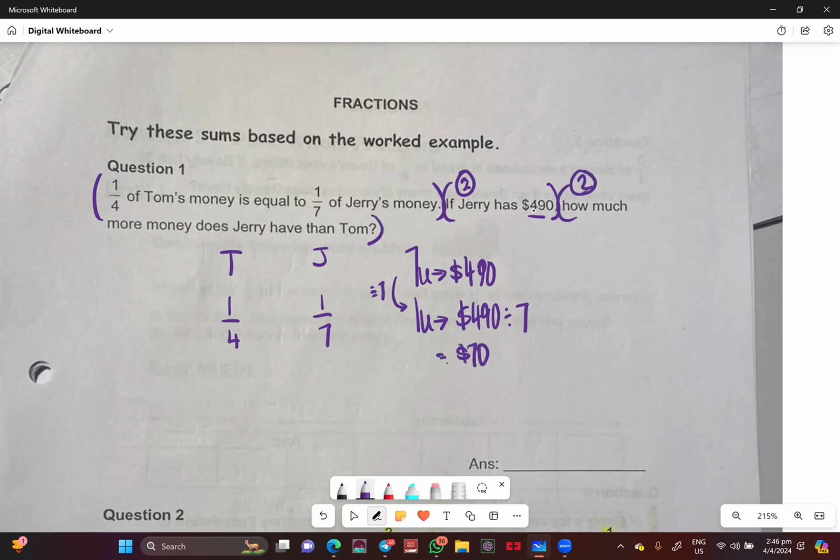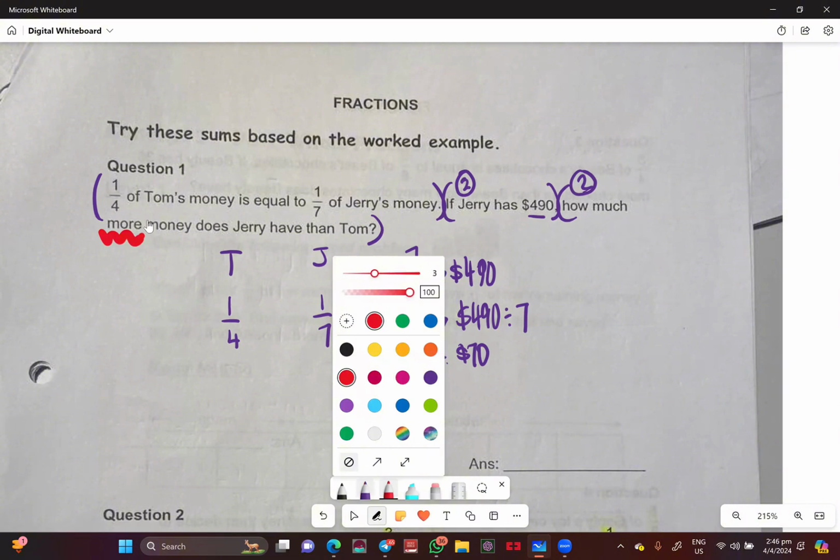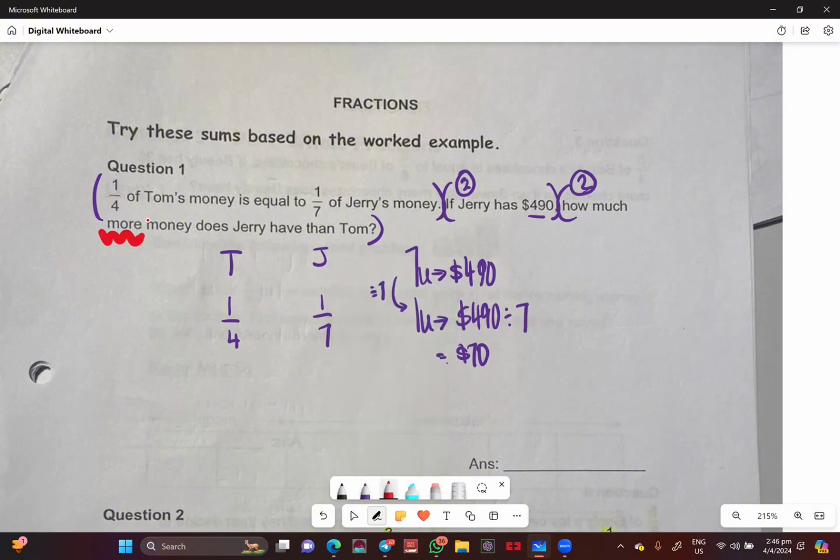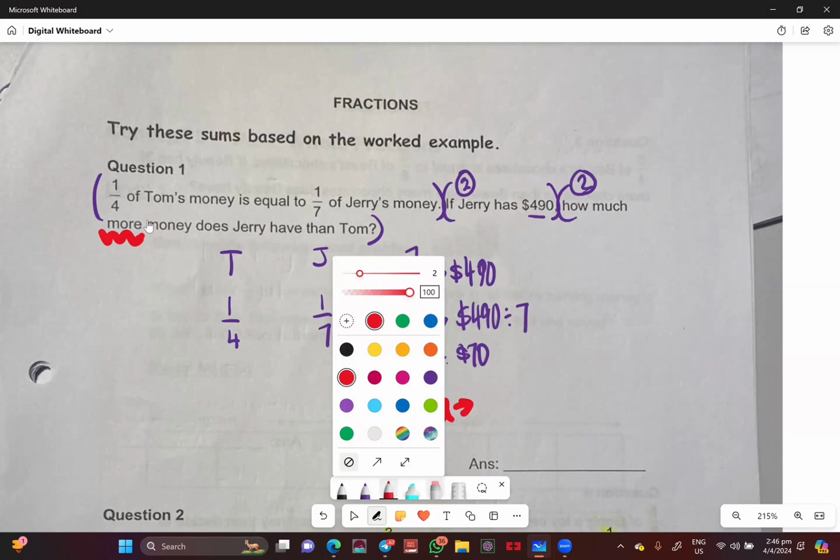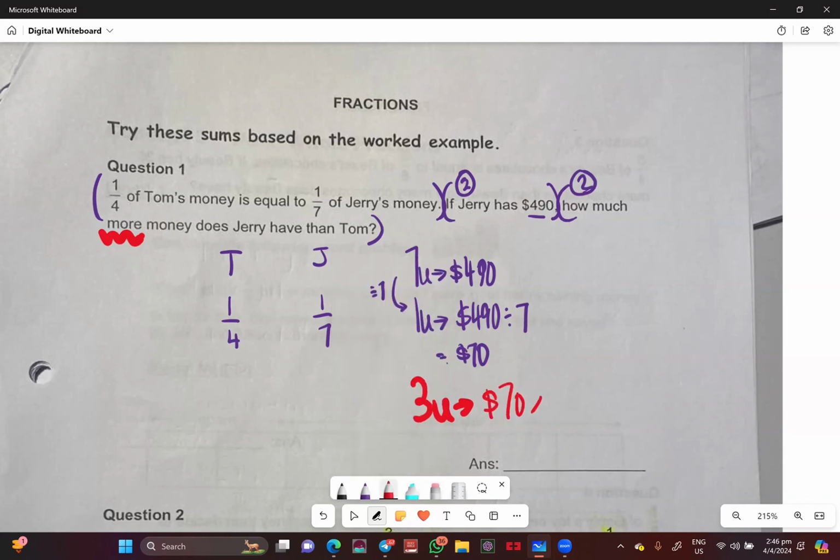Okay, then I go on to sentence number 3. How much more? The keyword is the word more. How much more money does Jerry have than Tom? So what is their difference? Their difference, as you can see over here, what is the difference over here? Very good. So we are asked to find the value of 3 units, right? So we go 70 times 3 and we get to an answer of $210, and this is my answer for this question.